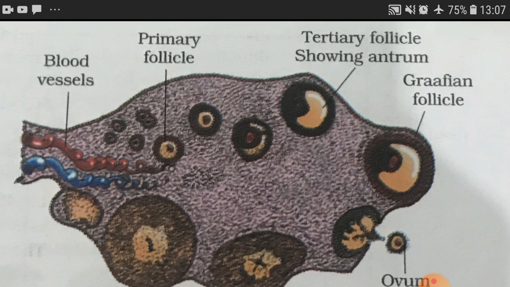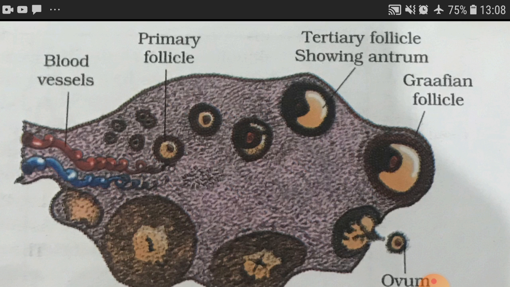The ovarian cortex contains young and mature follicles. It may also contain a large mass of yellow cells, the corpus luteum, formed in the antrum or the cavity of an empty Graafian follicle after the release of its ovum.